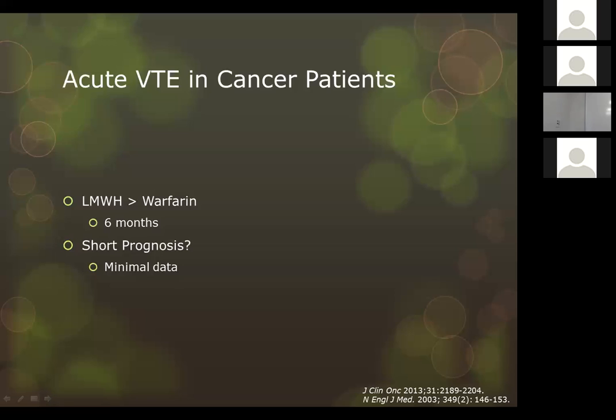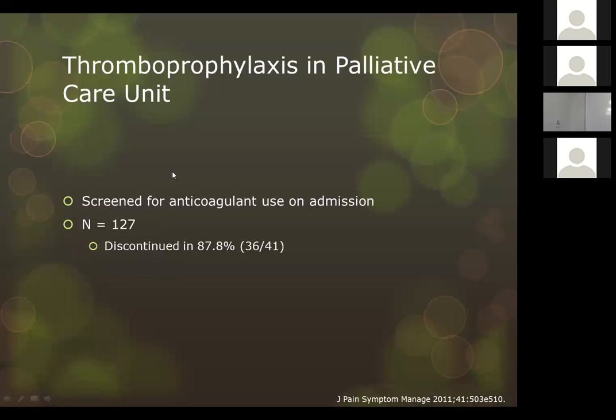So looking at some actual studies, one study I'm going to bring up is essentially a 36-bed PCU or palliative care unit, which assessed use of anticoagulation and their risk.